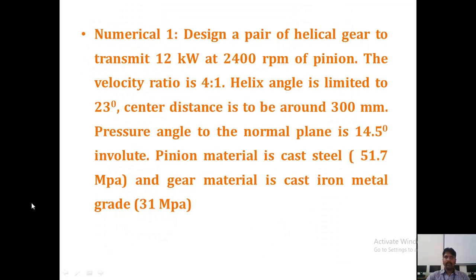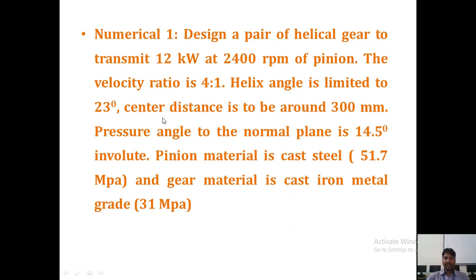And coming to the problem, numerical 1. I will read the description of the problem. Design a pair of helical gears to transmit 12 kW at 2400 rpm of pinion. The power is given. The N1, the rpm 2400, is given. The velocity ratio is 4:1, so i is 4:1. Helix angle is limited to 23 degrees, so beta is 23 degrees. Center distance is to be around 300 mm.